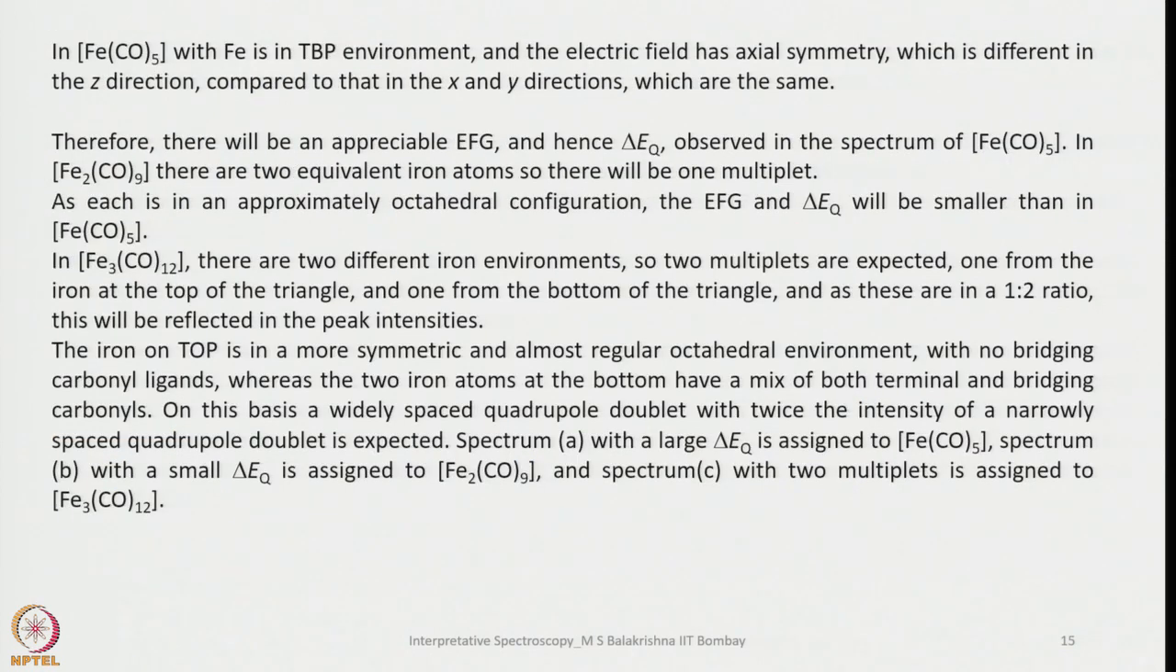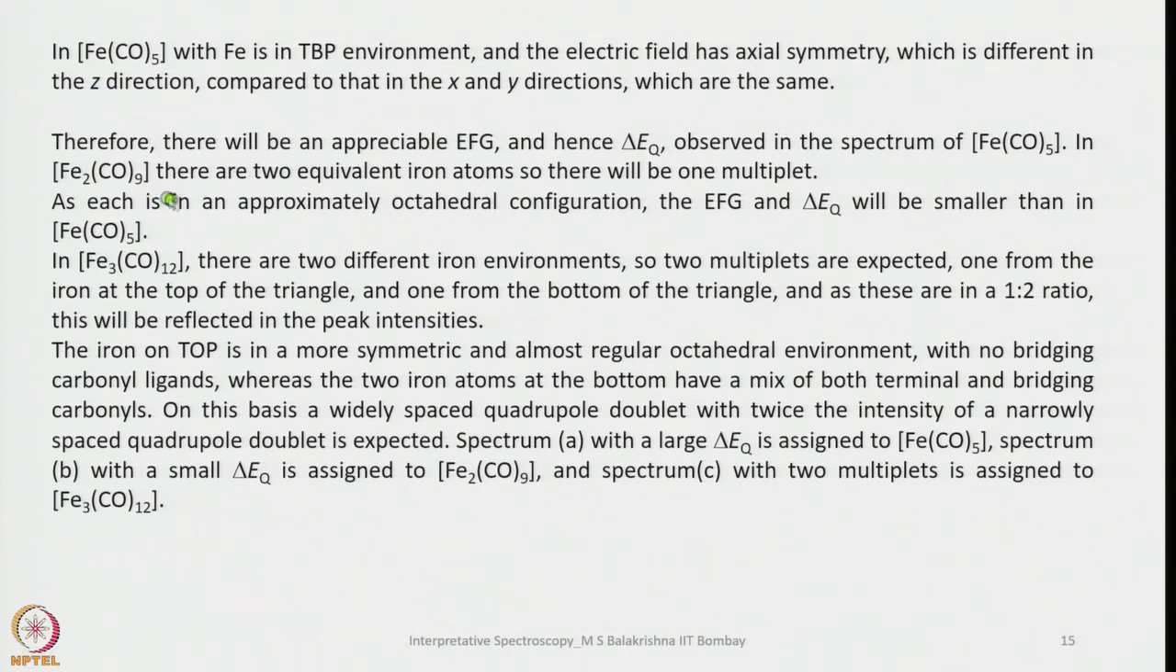In the case of Fe(CO)5, iron is in a trigonal bipyramidal geometry, with three carbonyls in the plane and two in the axial positions. The electric field has axial symmetry, which is different in the Z direction compared to the X and Y directions, which are essentially the same. Therefore, there will be an appreciable electric field gradient, and hence a delta EQ is observed in the spectrum of Fe(CO)5.